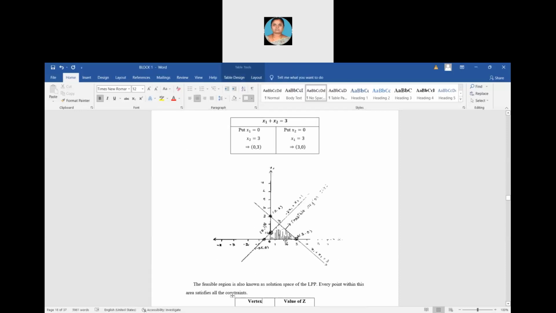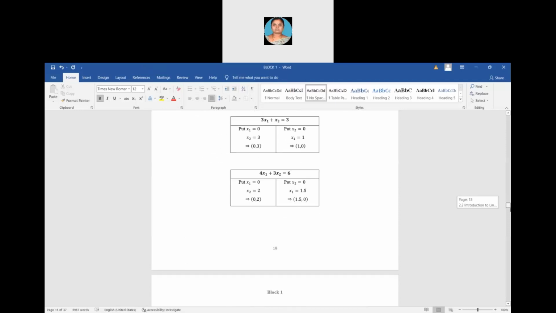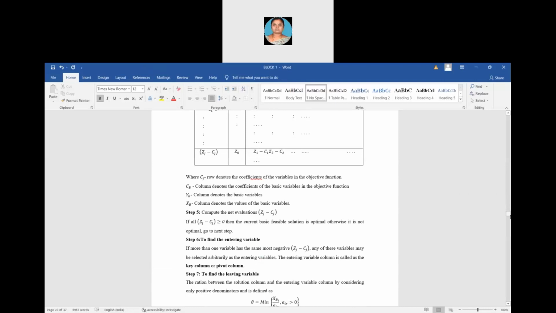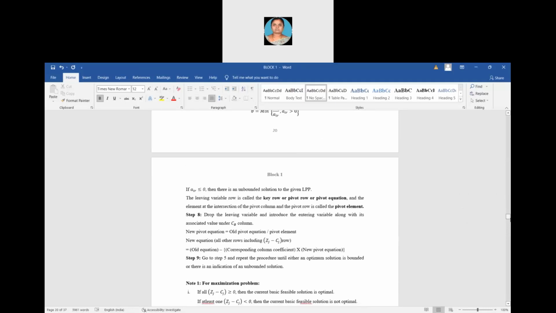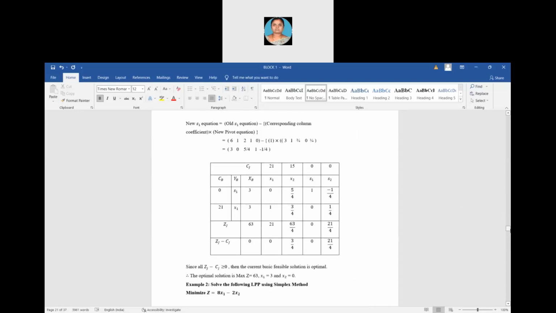Next to the graphical method we have the simplex method. For the simplex method you should know how to frame the table. Here we introduce the slack and surplus variables. Slack means less than or equal to type; surplus means greater than or equal to type. After introducing slack and surplus variables and entering all the values in the table, you get the value for Zj, then the value for Zj minus Cj, and finally the value of our objective function. That is the optimal solution for the given problem.